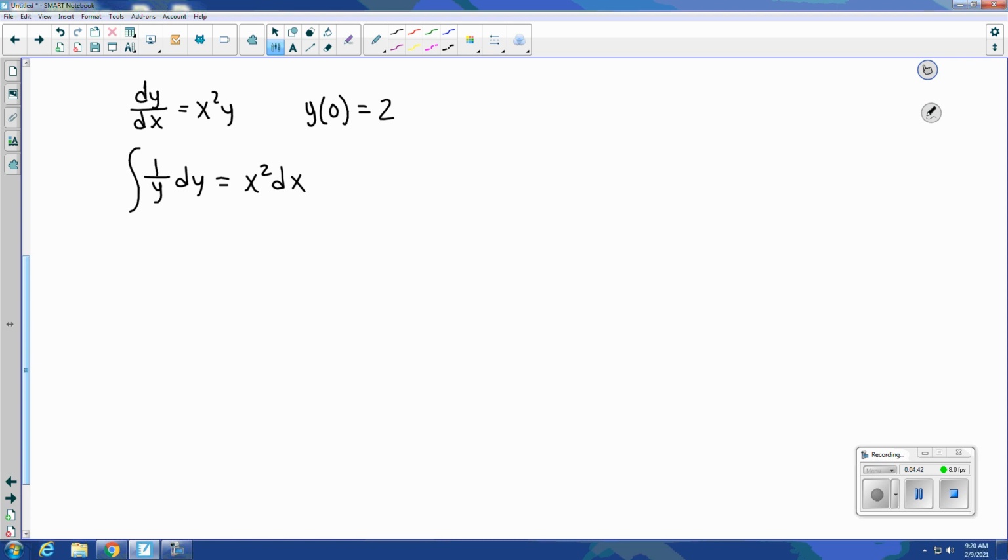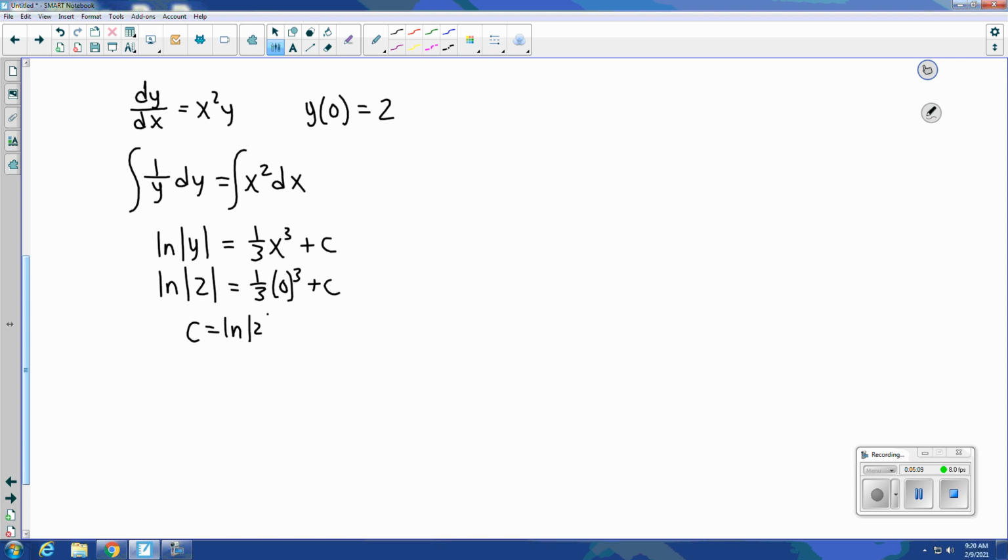Integrating both sides to solve this differential equation, we'll get natural log of absolute value of y on the left side and 1/3 x cubed plus c on the right side. At this point, we can define the value of c if we would like. So ln of 2 equals 1/3 0 cubed plus c. So it looks like c is equal to natural log of 2. Now if that's the case, we're going to have natural log of y equals 1/3 x cubed plus natural log of 2.